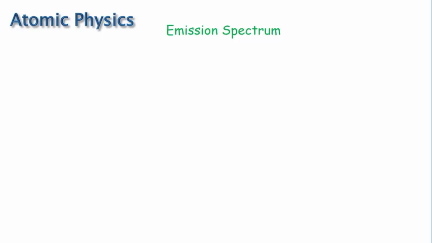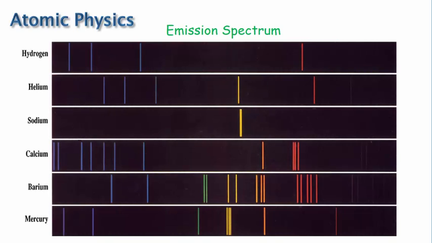Here is a chart showing the emission spectrum for a few of the elements. You can see in this example that hydrogen emits 4 wavelengths of light in the visible spectrum, 2 shades of violet, 1 shade of blue, and a shade of red. There are also wavelengths emitted by these elements above and below the visible spectrum.